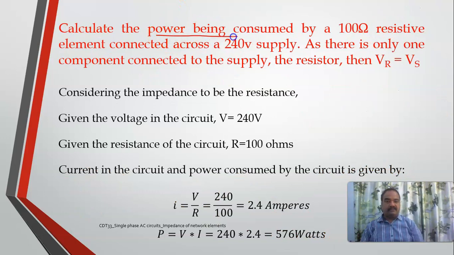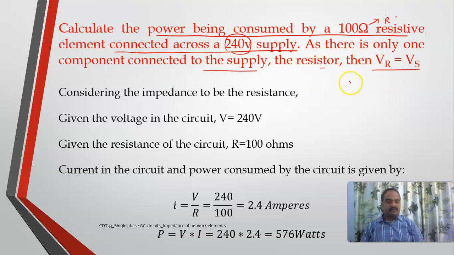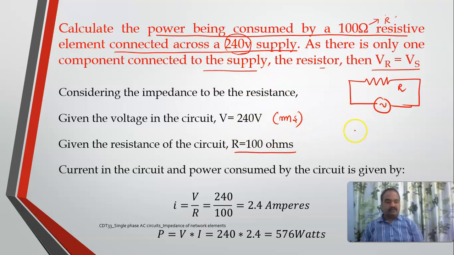Calculate the power which is being consumed by a 100 ohms resistive element connected across a 240 volt supply. They have already mentioned that it is R and it is connected across a 240 volt supply. As there is only one component connected to the supply, the resistor, then VR is equal to Vs. So, which means the circuit will be like this. What is the supply voltage? It is 240 volts RMS. And what is the resistance? 100 ohms.